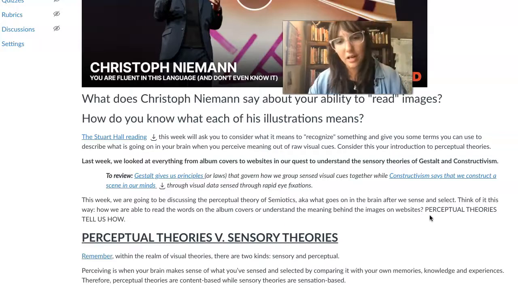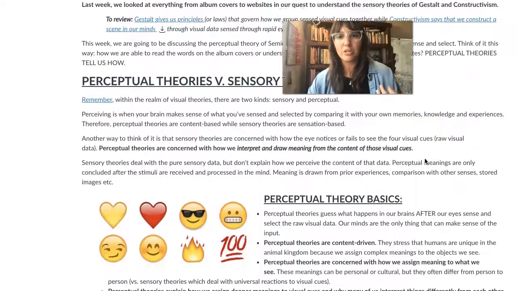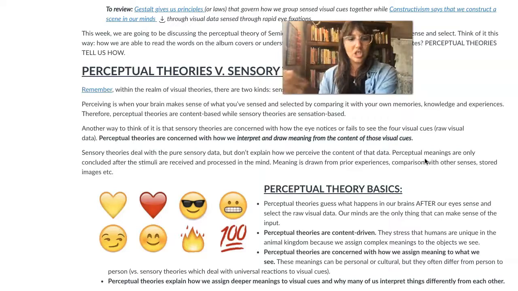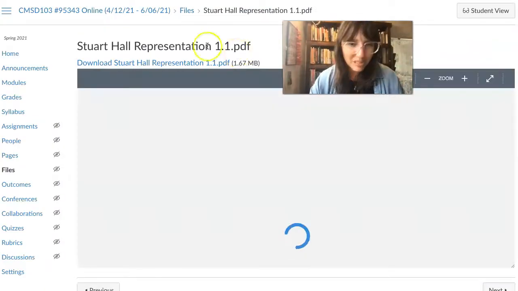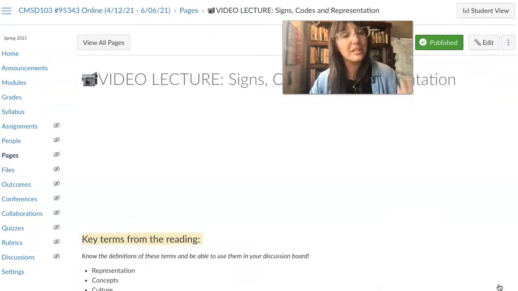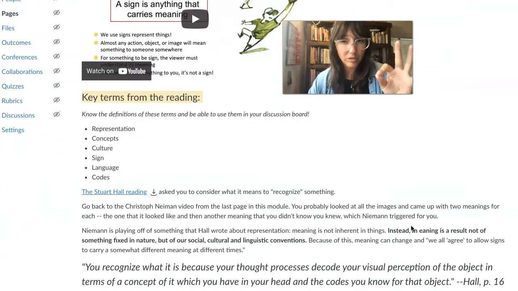So starting us off with just perceptual theories versus sensory theories, I just want to bring this home so that you understand again what part and what step in Huxley's equation each of these are happening during. So we're here in perceptual theories. We're talking about what we do with perception. And then you're going to read Stuart Hall's Representation, which is short, but again, really, really foundational. We got a video lecture here with some of these key terms that you're going to be using in your assignments this week and moving forward in this class.